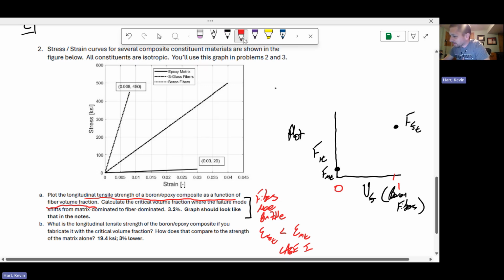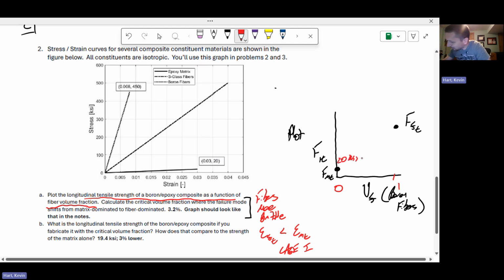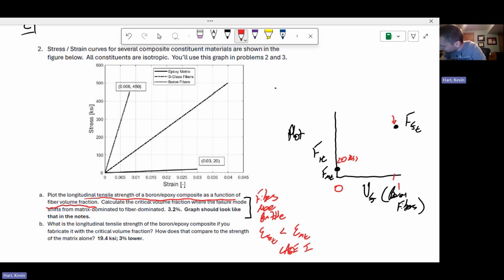The failure of the matrix in tension, we know what that is because we have the stress strain curves of the matrix, okay? So in this case, the failure of the matrix in tension is 20 KSI. So we know straight away that this extreme value is going to be 20 KSI on the far left-hand side. Similarly, the failure of the fibers, we know this maximum point here to be 450 KSI. So this point over here is 450 KSI. Right? The question is, what is the line that connects them? So what are the points that make up the locus between the two, right?